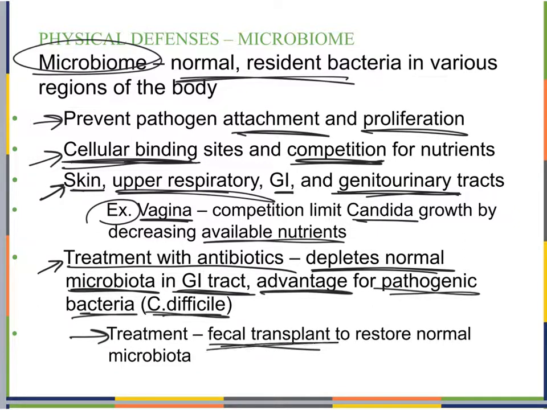So fecal transplants are used in those extreme cases in order to restore the normal microbiota, meaning they take samples from a person that has a normal microbiota, and then that's used to kind of seed your own intestines or someone's intestines. So this is the last piece for our physical defenses. Make sure that you go back and go over each of the different types of physical defenses and understand how they are a physical defense specifically.